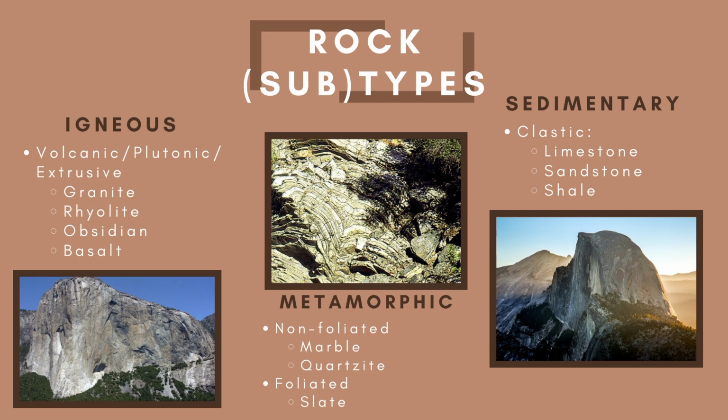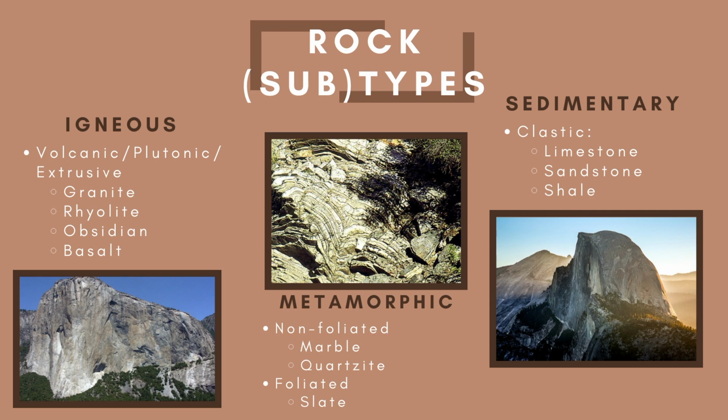Moving on to metamorphic rocks, although this type is considered sparse, making up only 5% of the area, the NPS Geology section lists that you could still find both non-foliated and foliated rocks on site. This includes marble, quartzite, and slate.